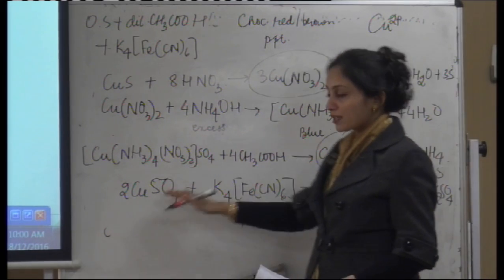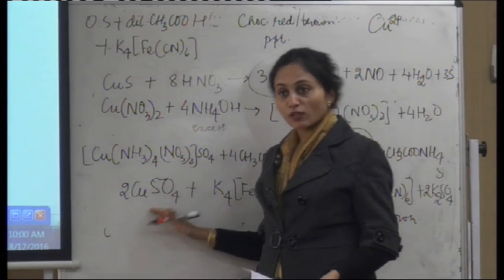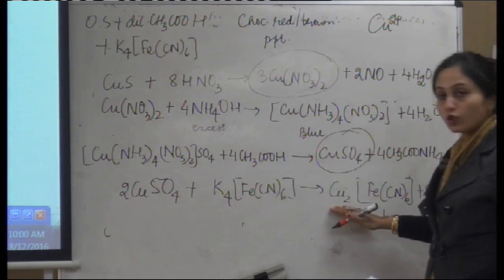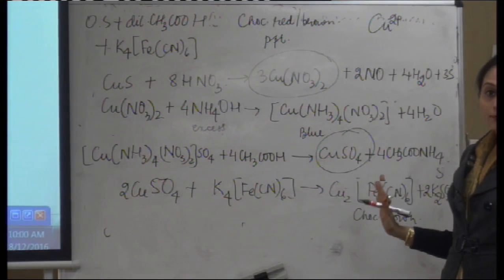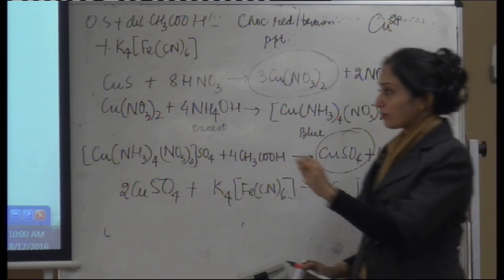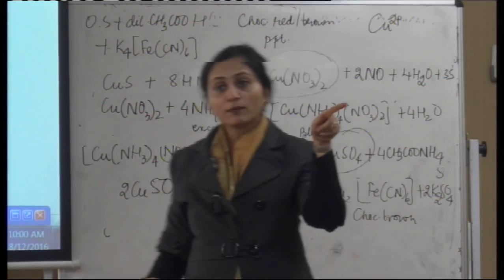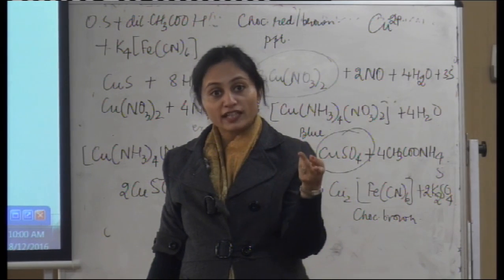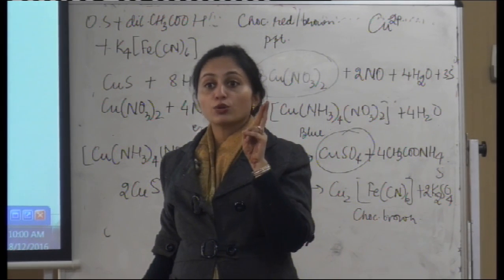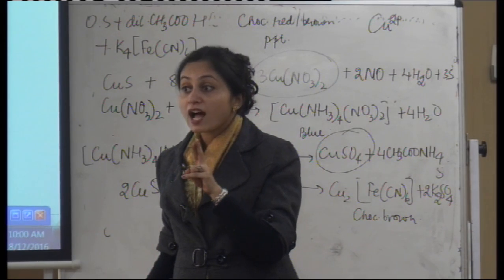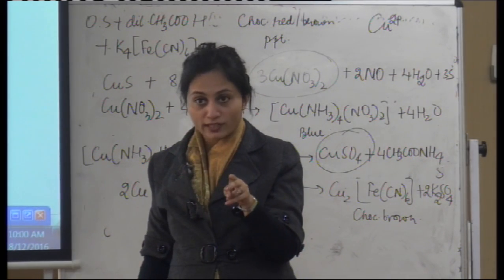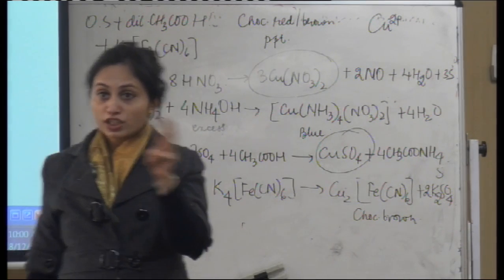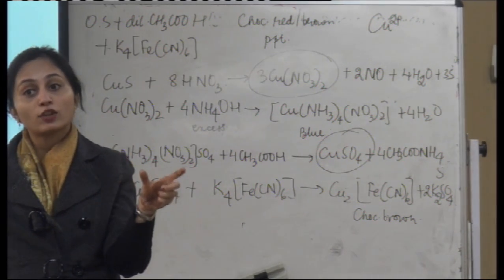Now this copper sulfate reacts with potassium ferrocyanide to form copper ferrocyanide. So now what do you have to remember? First thing, the black precipitate was due to CuS. If you are getting a bluish white precipitate, that is due to copper hydroxide, because NH4OH was added. If you add more, why will the precipitate disappear? The Cu(OH)2 will not remain. It will form that complex.